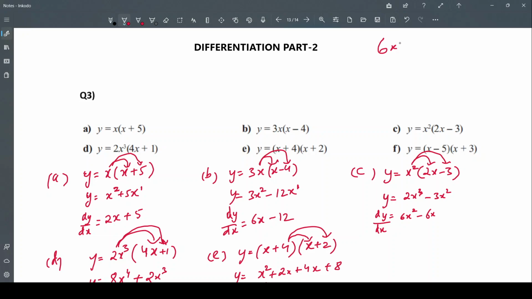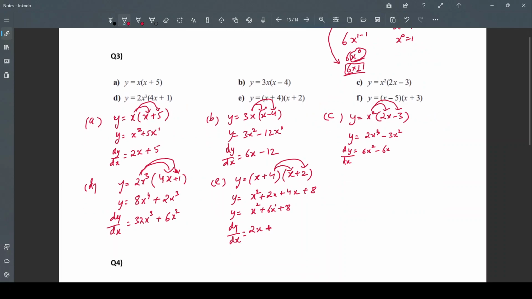Like this, I'll explain again. If I differentiate 6x, this is power 1, and the power needs to be multiplied with 6. 6 into 1 is 6, and 1 is subtracted from the power. When we subtract 1 from 1, we get 0. Anything raised to power 0 is 1, so you should remember that. So x raised to power 0 is 1, and 6 times 1 is 6. So 6x, after differentiation, we are just left with 6.